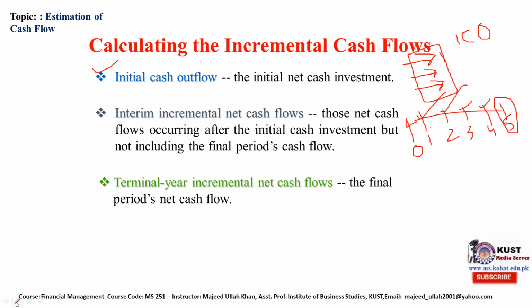So there are 3 phases in this project: the initial ICO calculation, then the 4-year incremental cash flow calculation, and finally the terminal cash flow calculation for the final year. Now we are going to discuss these one by one.